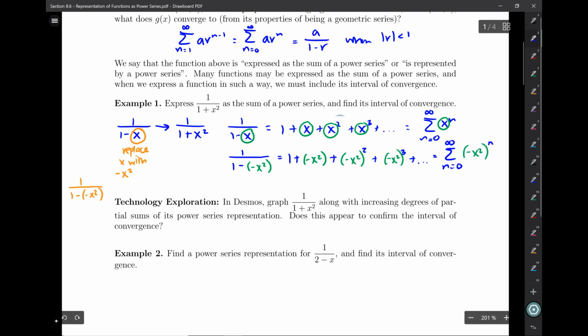Negative x squared to the n. Okay, so again, we've taken this power series representation for 1 over 1 minus x and manipulated it to now get one for 1 over 1 plus x squared. So here we go. This is now 1 over 1 plus x squared.